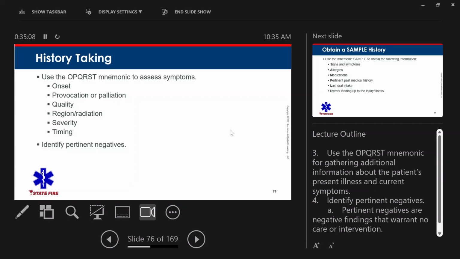Quality means to describe. Can you take a broad complaint, sign, symptom, and put it toward a field impression? Region or radiation? Where does that hurt? Okay, region. Radiation means what? Does it move? It is very common in myocardial infarction, which is the fancy word for heart attack, for the chest pain to start underneath the sternum, feel like a pressure, and move into the left arm and jaw.